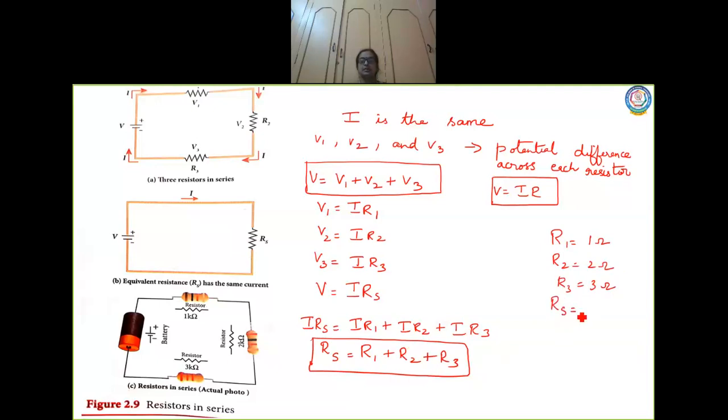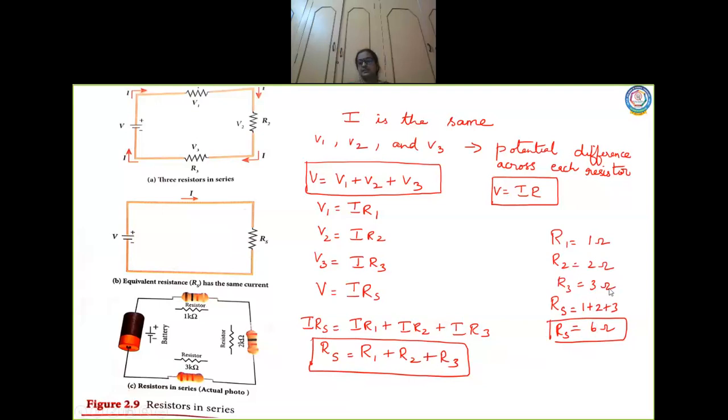Rs equal to 1 plus 2 plus 3, right? So it is 6 ohm. So this effective resistance will be definitely greater than the greatest individual resistor, which is having the greater value here. Among these three, resistor 3 has got 3 ohm.